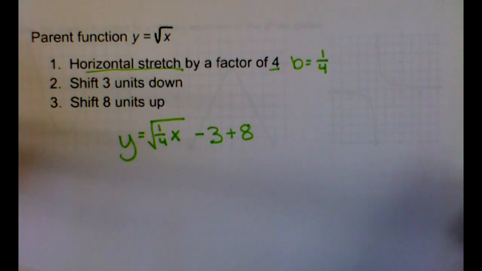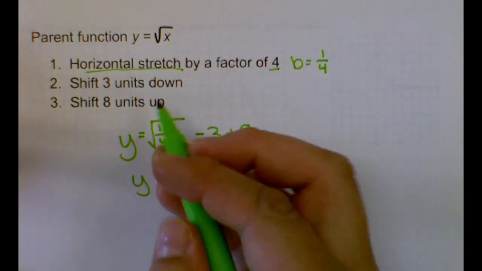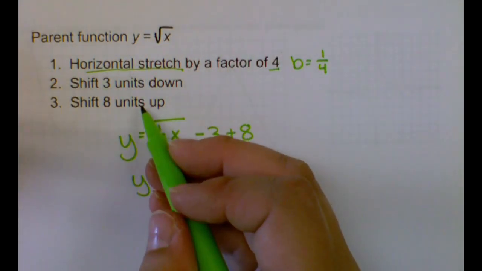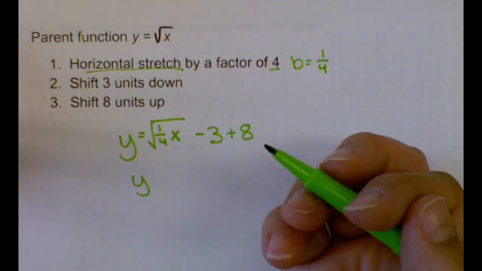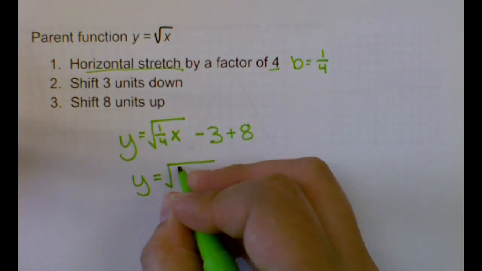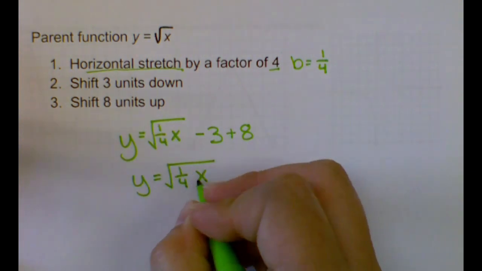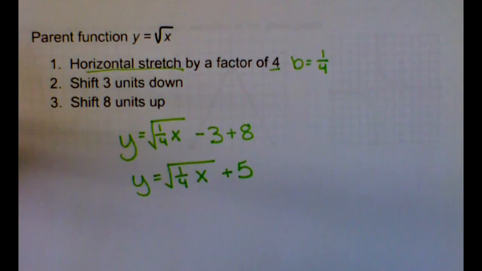But I could simplify this. Because if I'm shifting 3 units down and then 8 units up, I really am just shifting 5 units up. So I have the square root of 1/4 x plus 5.